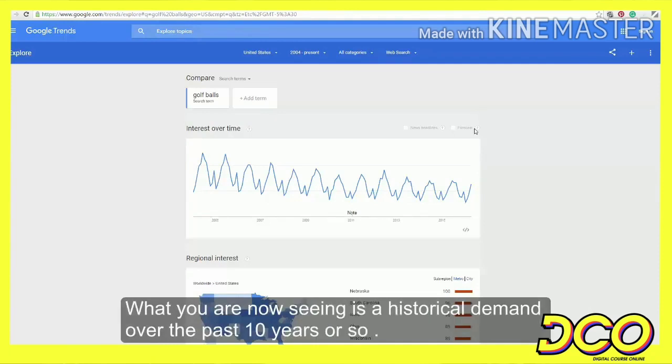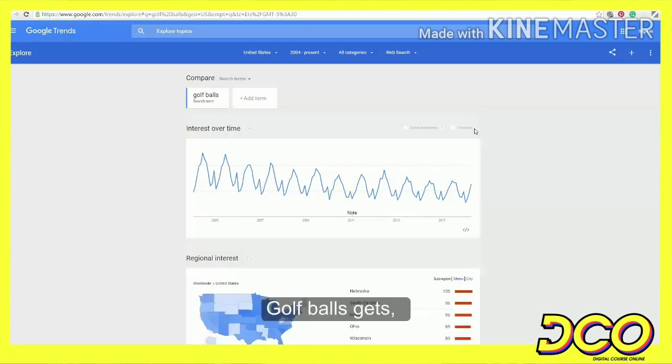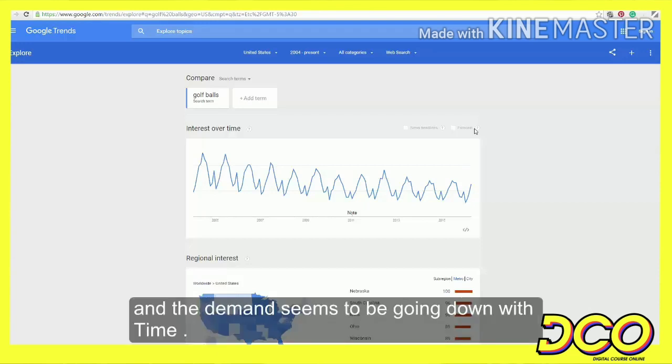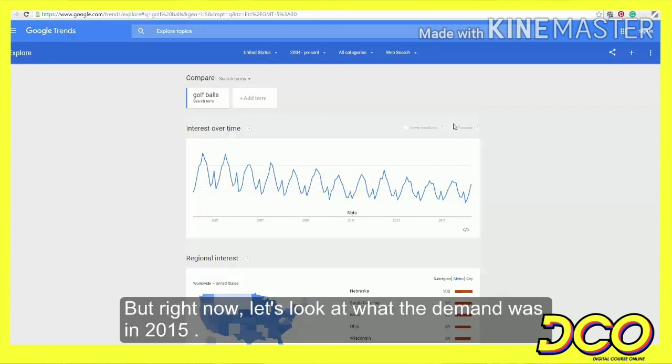What you are now seeing is historical demand over the past 10 years or so. While the graph does not tell you how many searches per month the phrase golf balls gets, it does show you the trends, and the demand seems to be going down with time. We will discuss why this may be so later, but right now, let's look at what the demand was in 2015.